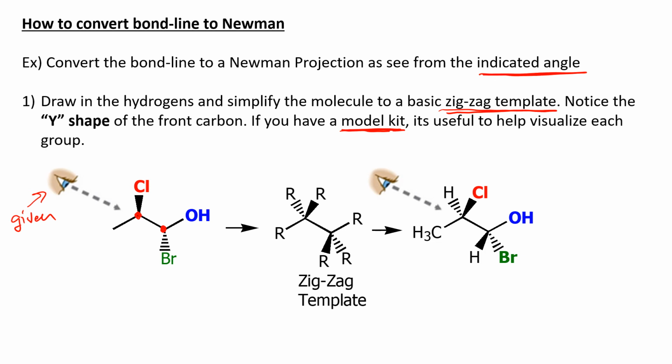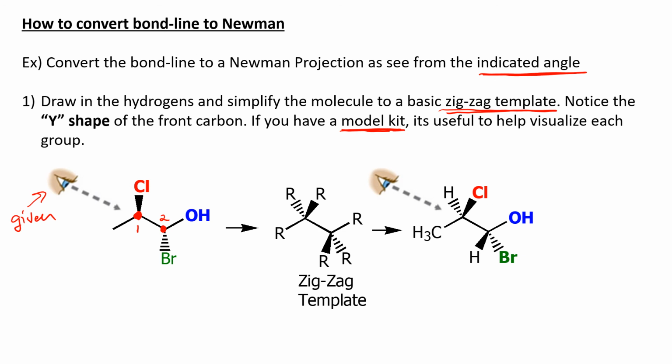Okay, so what we want to do is create this zigzag template. Now, this first carbon, we'll call it carbon 1 and 2. The first carbon is going to be our front carbon, and the back carbon, number 2, will be the back of the Newman projection.